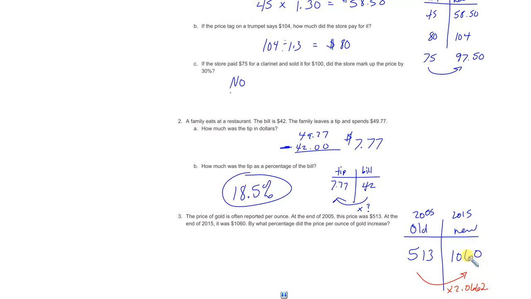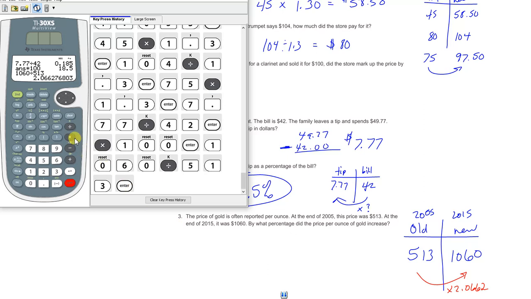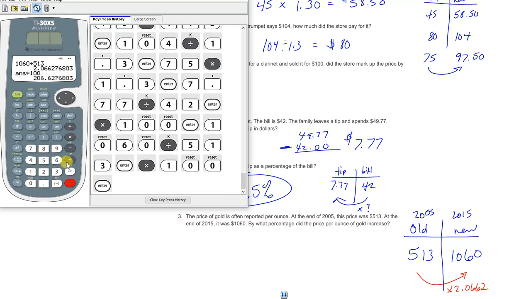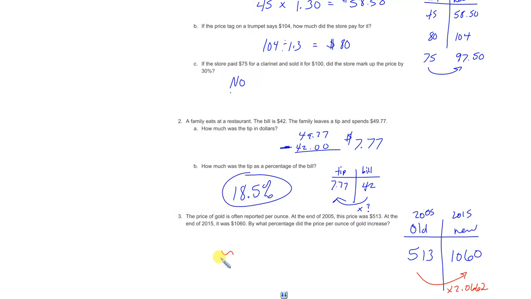2.0662. Now that's a decimal. It's not in percent form. We need to convert it to percent form by moving the decimal to the right twice, or multiplying by 100, and we'll round that to about 207%. So we're going to say about 207%.